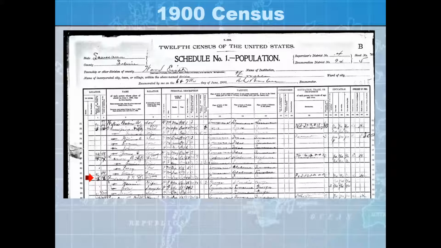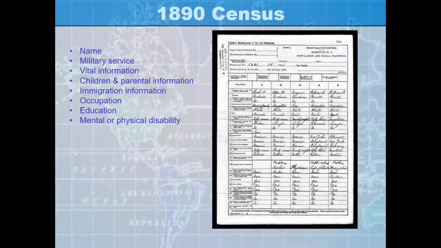Education and home ownership was also indicated. If the home was a farm, the number on the agricultural schedule is indicated. Now, we know that the 1890 census was mostly burned up, but although there are a few remaining pieces of the census, we'll look over the information that was available on a surviving fragment.